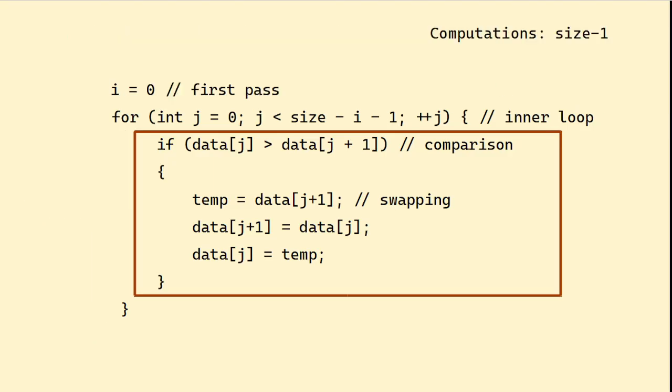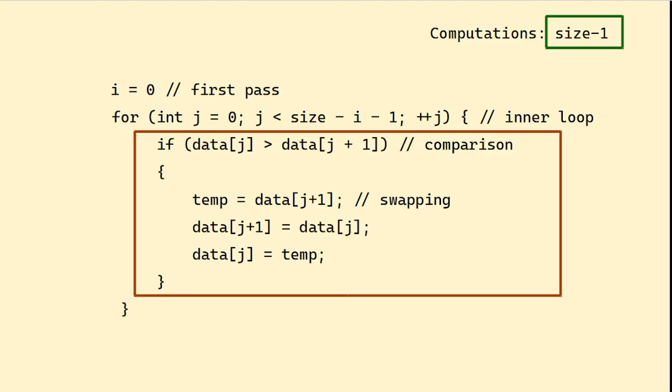In the first pass of the inner loop, this loop executes with a value of i equal to 0. This is a value that is received from the external loop, or outer loop. When this inner loop completes all its runs, the computational unit of the comparison and swapping is executed a total of size minus 1 times. Therefore, the time complexity for the first pass is size minus 1.